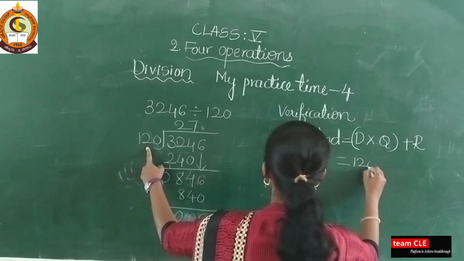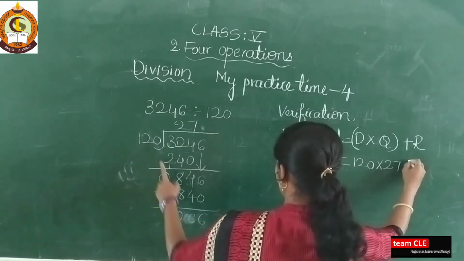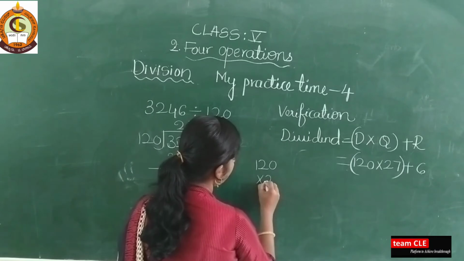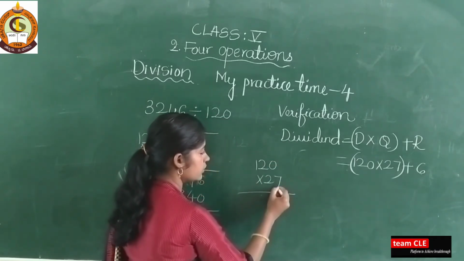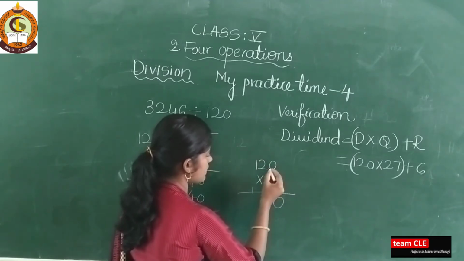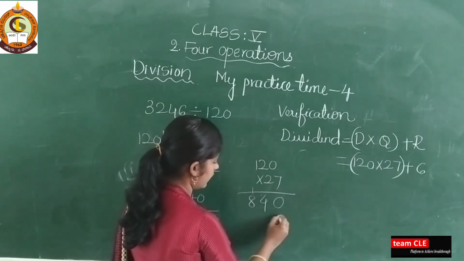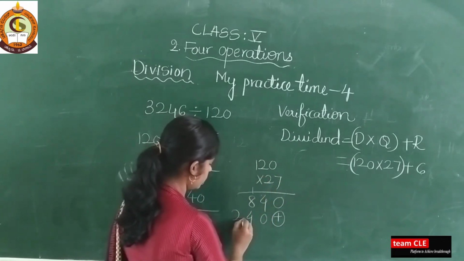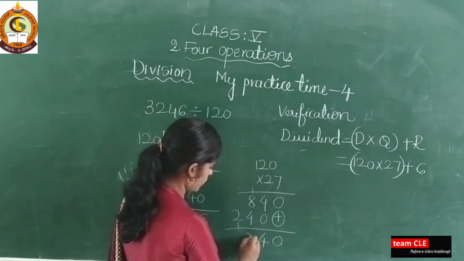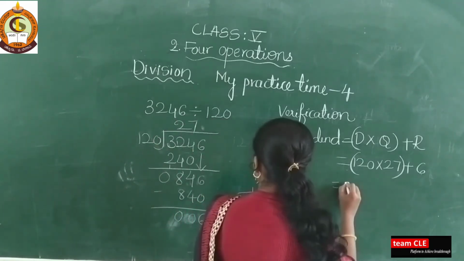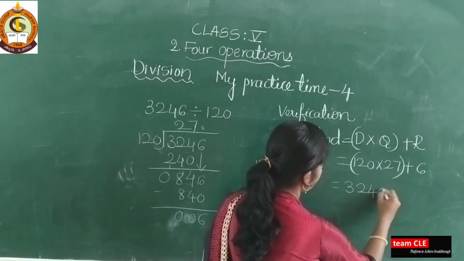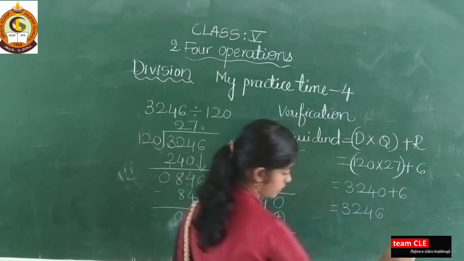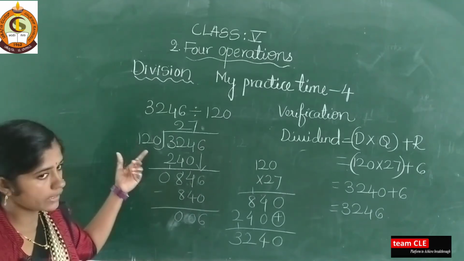Divisor is 120 and quotient is 27 and remainder is 6. So multiply this 120 into 27. 7 into 0 is 0, 7 twos are 14, 7 ones are 7, 7 plus 1 is 8. Again you leave one place, 2 into 0 is 0, 2 twos are 4, 2 ones are 2. 0, 4, 8 plus 4 is 12 and 3. So here you write 3240 plus 6. So what to write here? 3246. So here the divisor has 3 digits.